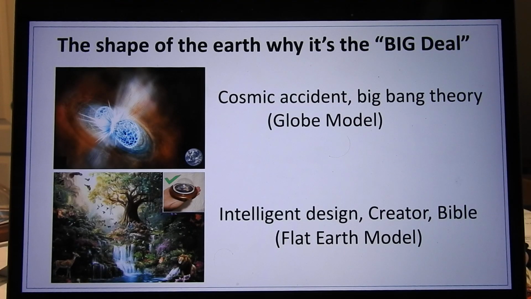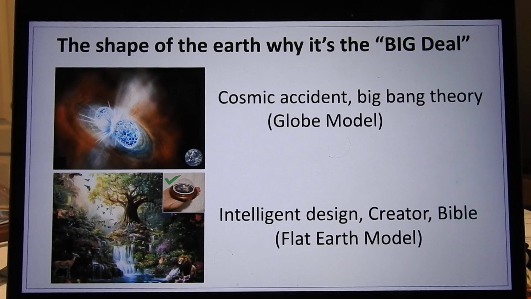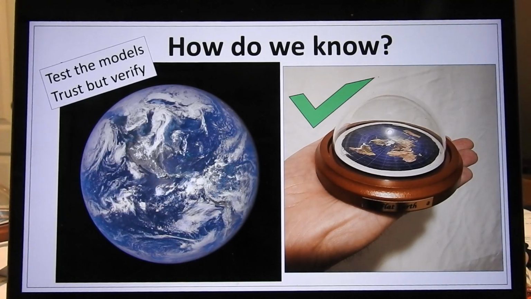The shape of the earth and why it's the big deal. There are basically two roads you can go down. The cosmic accident, Big Bang Theory, mainstream science, that's the globe model. Or the intelligent design creator biblical model laid out in Genesis chapter 1. That is the flat earth model. And why do we say that? Because there's a sequence. And how do you know we live on a ball or a flat earth?